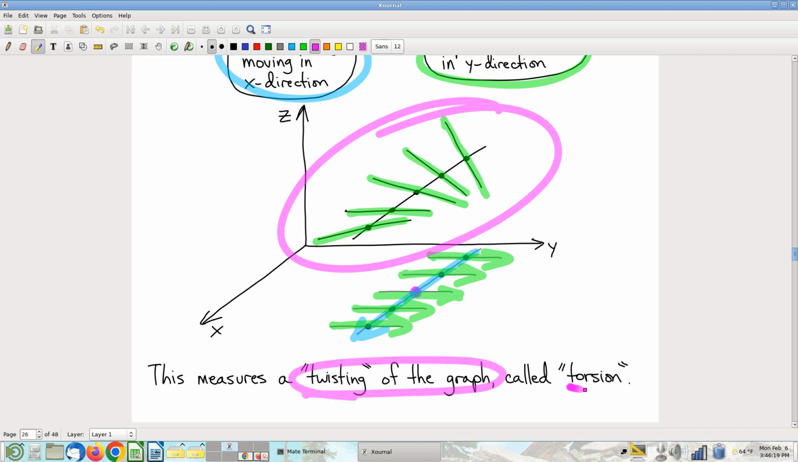And the word they throw at this is called torsion, for whatever that's worth. But anyway, it's a harder story, right? Visualizing these mixed second partials is a little bit tougher than previous sort of things you've seen.